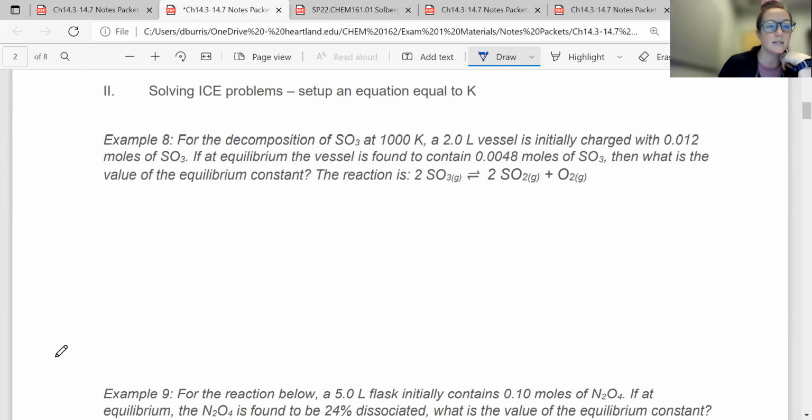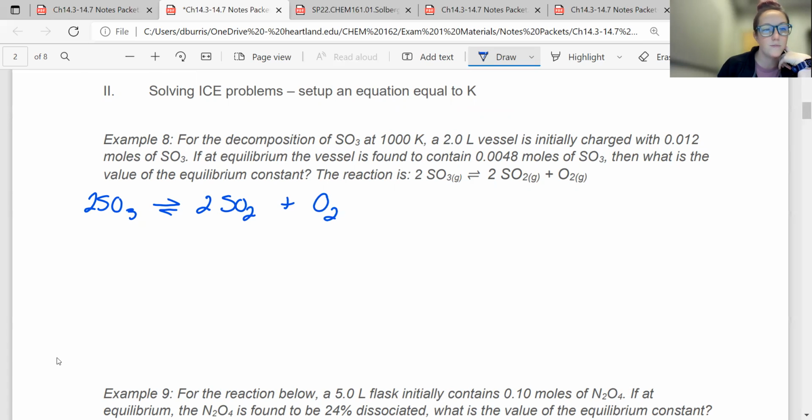All right, so I'm going to set up an ICE table. Usually I will rewrite the equation just kind of spread out so I can have some space. 2 SO2 plus O2. Okay, I'm going to do my initial. So initially, let's see, I put in 0.012 moles in 2 liters. So I'm just going to write that here, 0.012 over 2, whatever that is. I didn't start with any products.